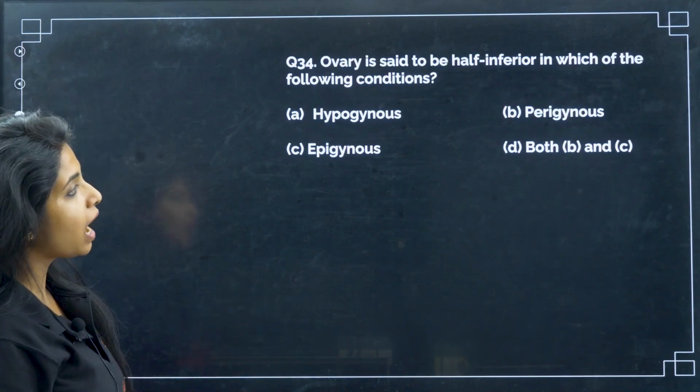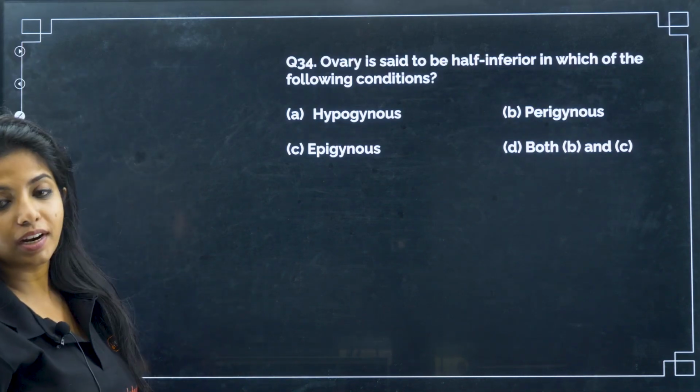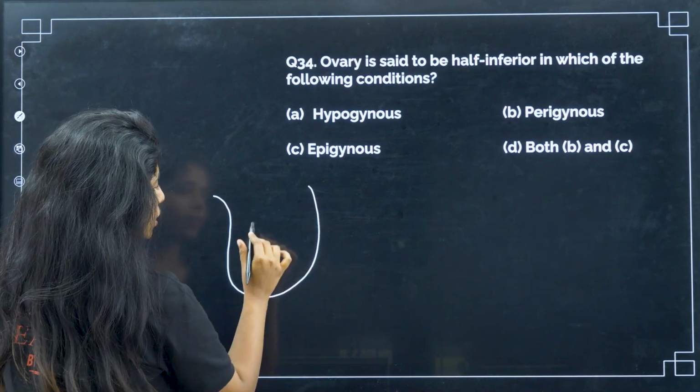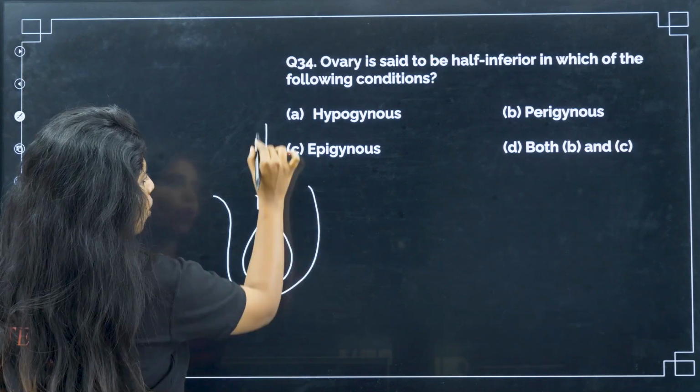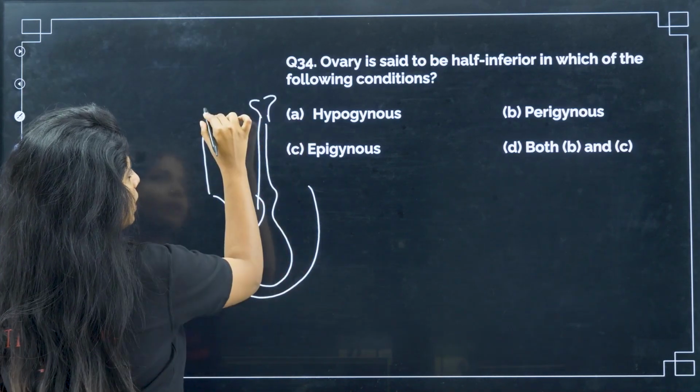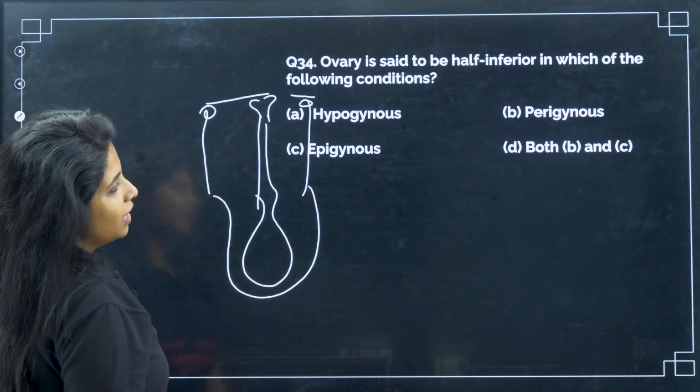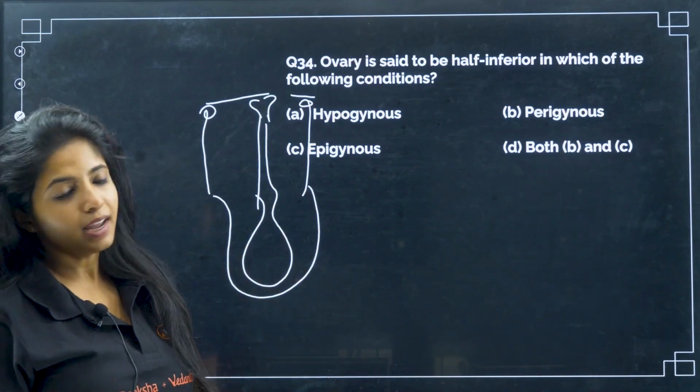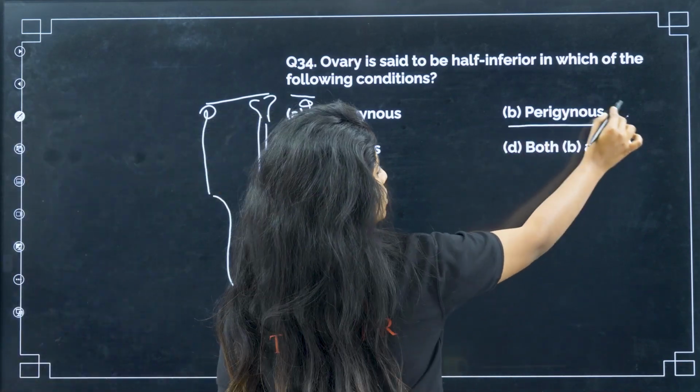Next, the ovary is said to be half inferior in which of the following conditions? So half inferior is as in it is not inside something, it's like this, and all the other parts, my dear children, would be almost the same height. That is what you call half inferior, and this is the condition of perigynous plants.